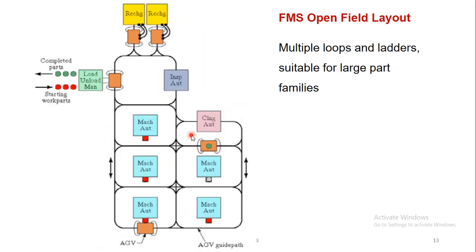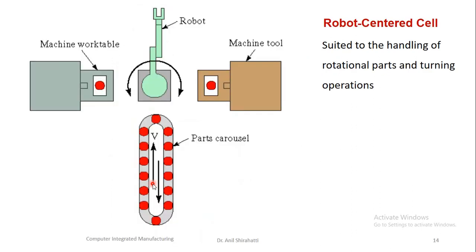Next is the FMS open layout. So open layout is where the sequence of operation may be very different. So multiple loops are possible. If you see here, let's say one part comes here, gets operated, again it can come like this also, it can come like this also. So it is very suitable for parts which are part families, okay.